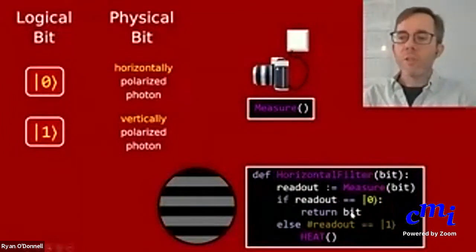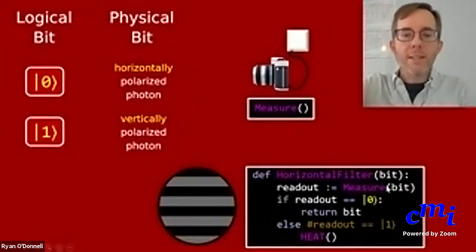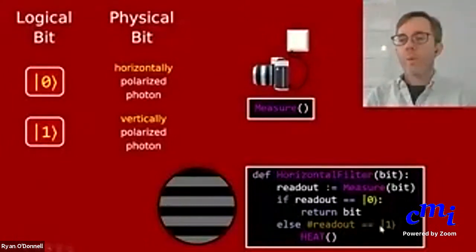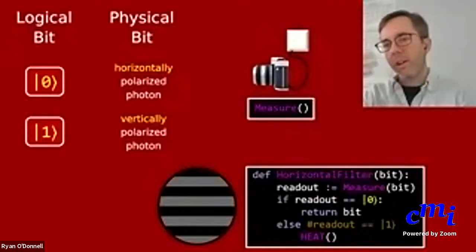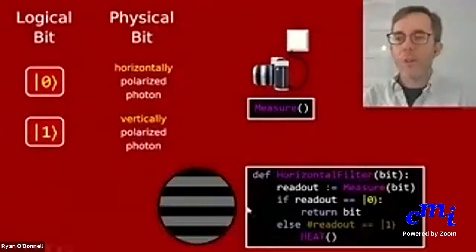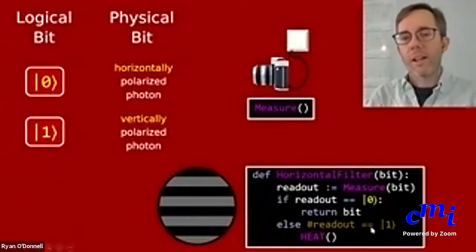And then it takes 2 different actions depending on whether it was 0 or 1. So if it read out that it was 0, horizontal, then it just returns it to you, it passes it through the filter. And if it read out that it was 1, then it doesn't pass it through to you, and it just converts it to heat. You can also think of the vertical filter as doing basically the same thing, except it reverses this if-then-else condition.